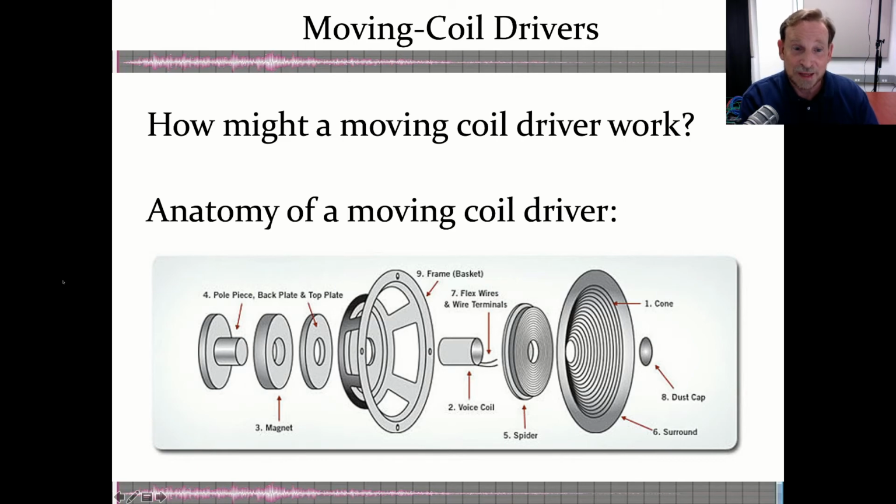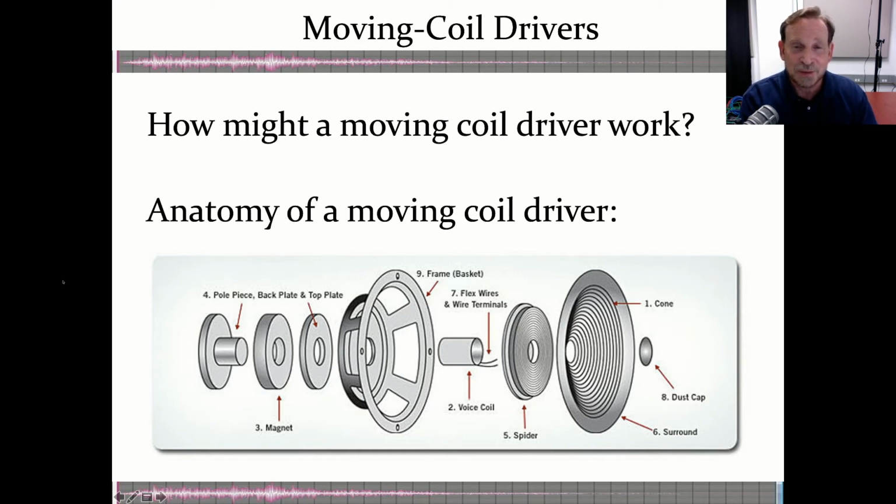What we're getting is electrical signal coming in. It's going through a coil. The coil's in a magnetic field. That electrical signal in the magnetic field causes it to move. It'll move forward or back depending on the direction of the electrical signal that's passing through the coil.